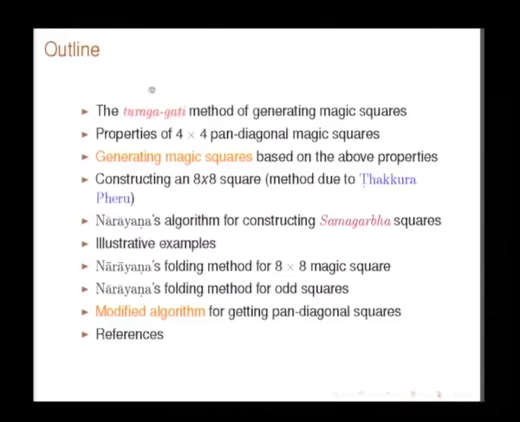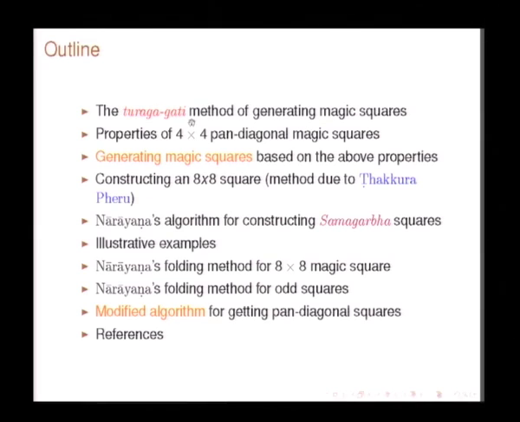So this is the second part of our lecture on magic squares. In the last lecture we discussed this Turaga Gati method of obtaining magic squares. Turaga refers to horse, and Gati is jumping. So basically it is related to the movement of the horse as we see in the chessboard. So how do we generate magic squares using that technique?